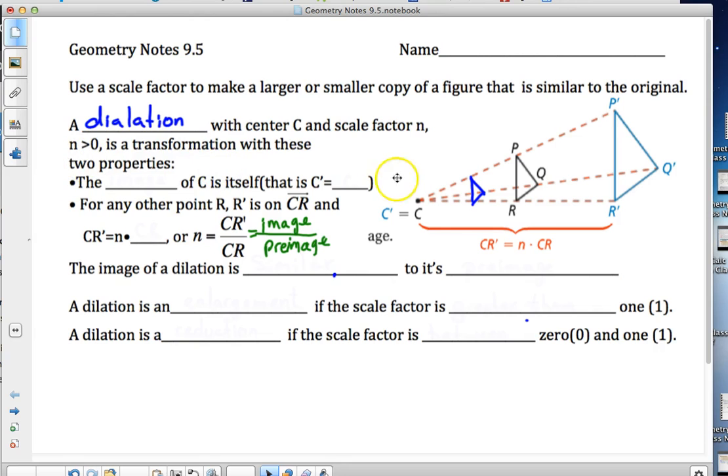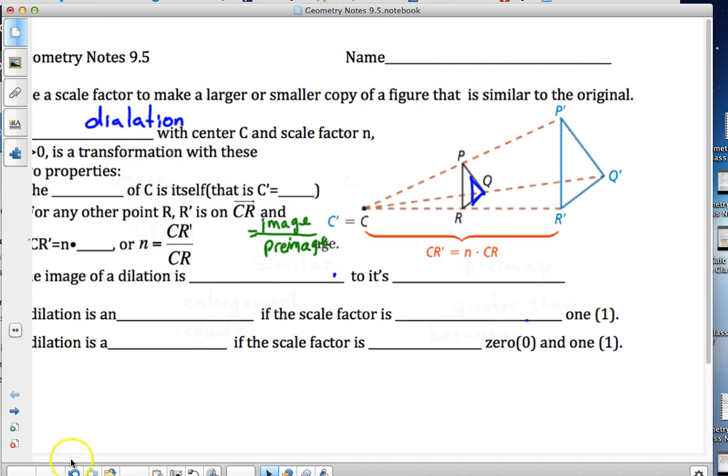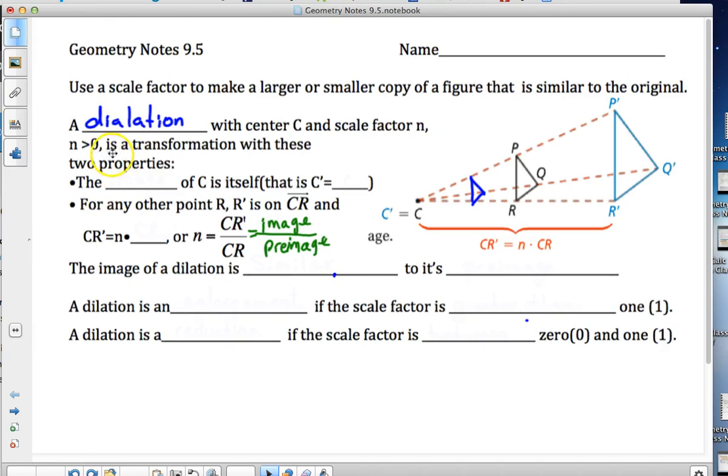Remember, if n is greater than 0, this value n is going to be an enlargement. It is a transformation with these two properties. The image of C is itself, that is C prime is equal to C. We're talking about this spot right here, our center of dilation. For any other point R, R prime is on ray CR, so I've got CR where I've got R and R prime.